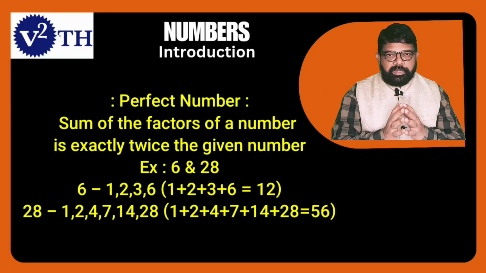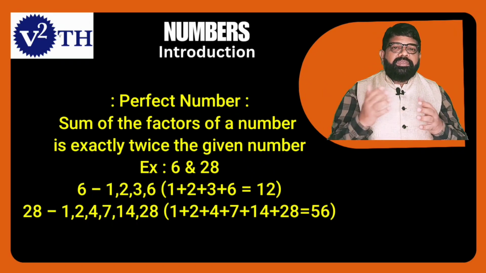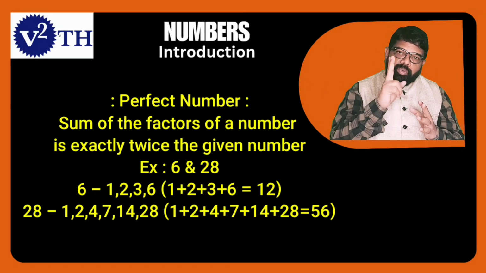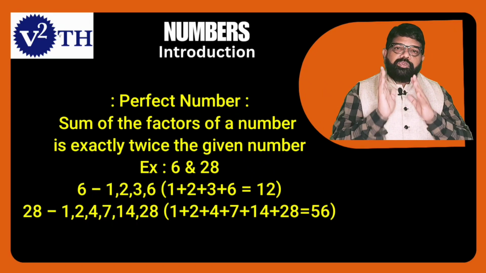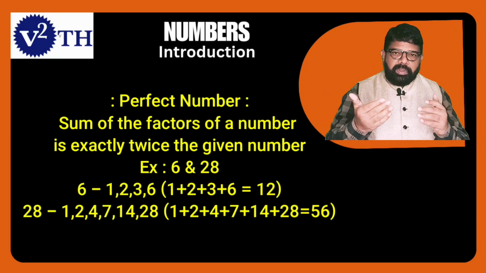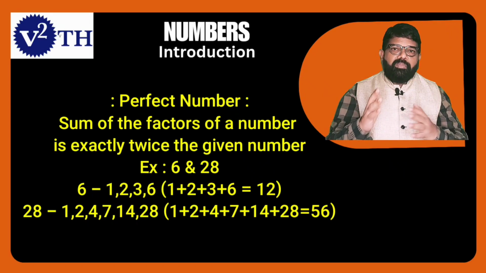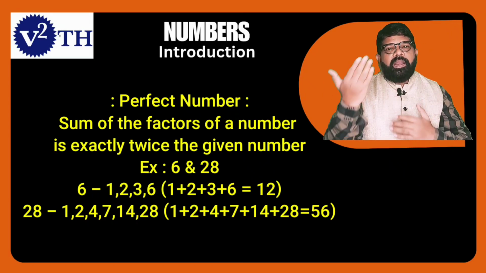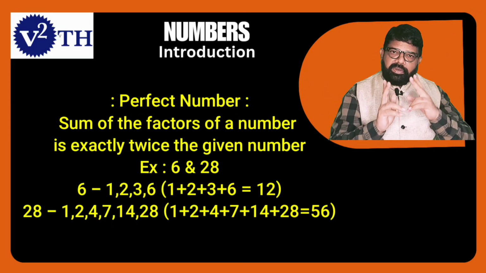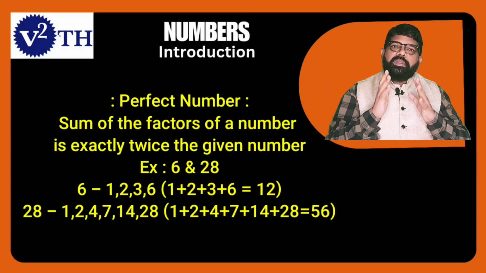So according to our definition, the sum of the factors of a given number is exactly twice the given number. We say that such numbers are called perfect numbers. So up to 100, only two perfect numbers are there, 6 and 28. Other than these two numbers, if you take any number and take the sum of the factors, it may be more than twice the number or less than twice the number. So equal to twice the number is only 6 and 28. So 6 and 28 are called the perfect numbers.